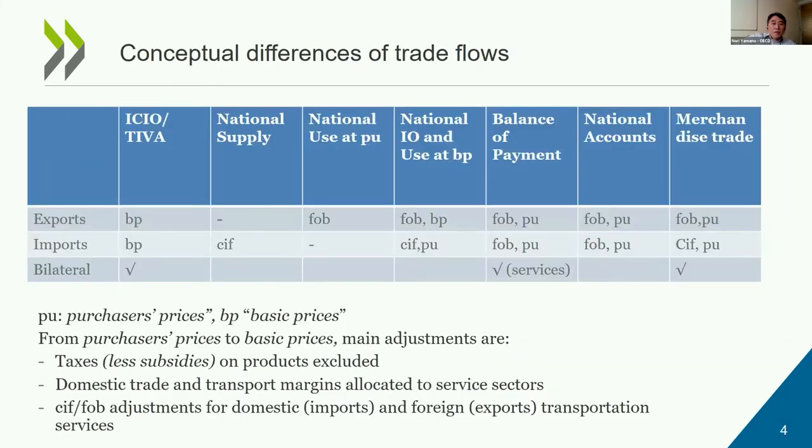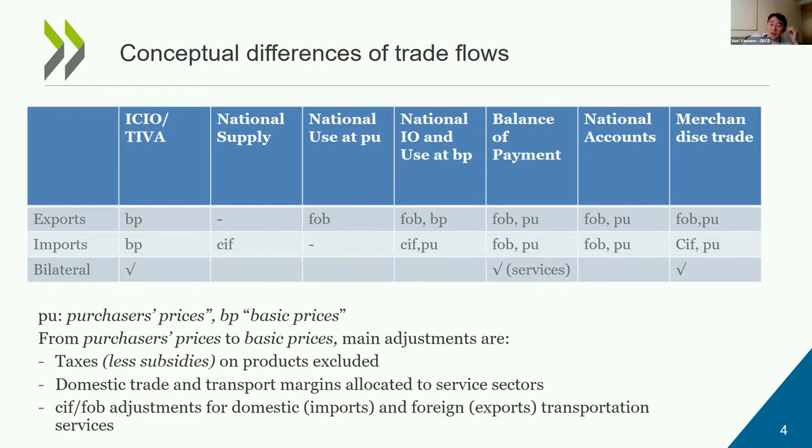So before we go to this input-output database, I just want to mention the conceptual differences of the trade flows in each database.